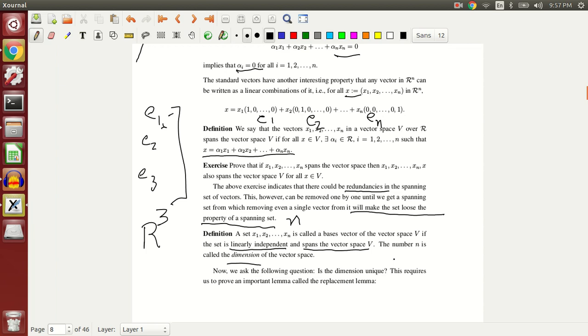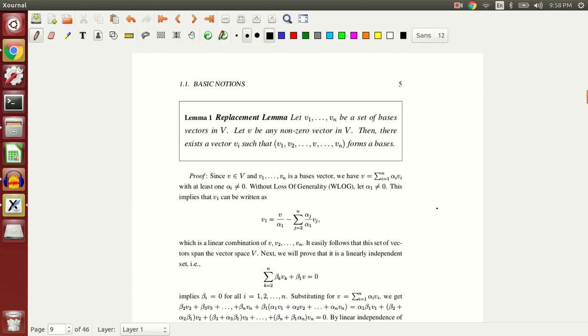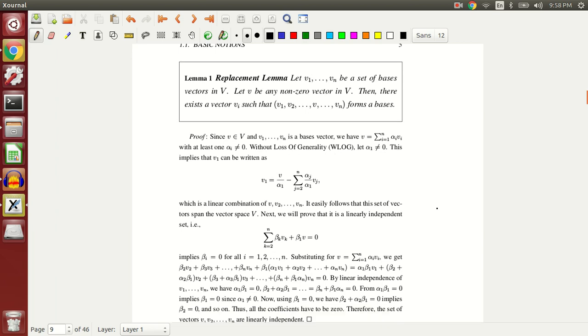So it's quite natural to ask, since there were redundancies in spanning sets, that would mean spanning sets were not unique. Is dimension unique? So by definition, is dimension unique would obviously have the answer in the affirmative. This requires us to prove a lemma, which we call the replacement lemma. What does the replacement lemma basically say? The statement is important.